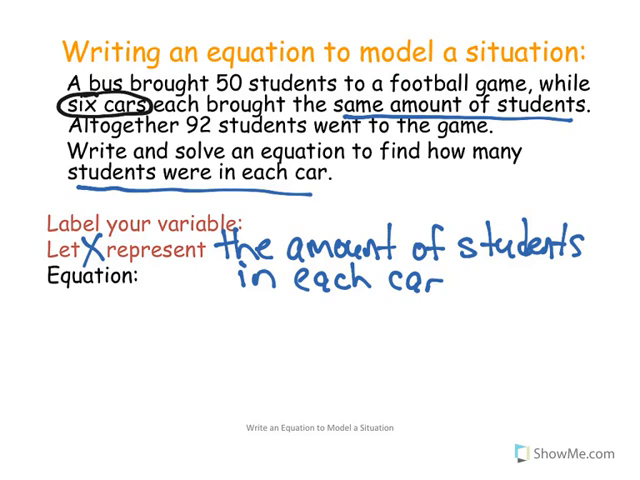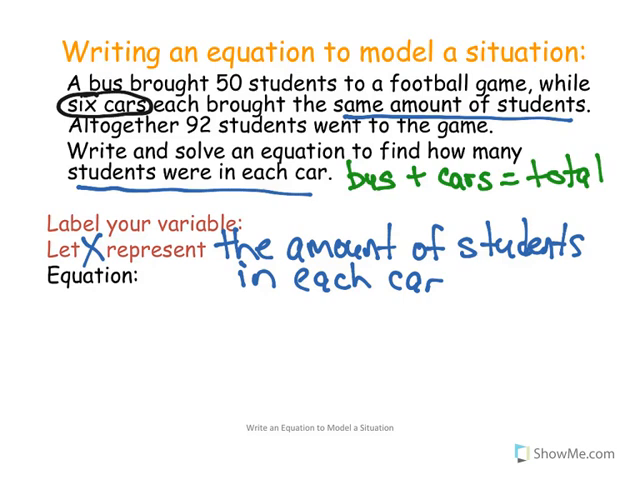So a bus brought 50 students, and then 6 cars brought the same amount. Okay, so if you want to think about it as a verbal model, it's the number of students in the bus, plus the number of students in cars equals my total. And again, the way I wrote it's a little incomplete. I don't have a lot of space. It should be the number of students that rode in the bus plus the number of students that rode in the car is equal to the total number of students that went to the game.